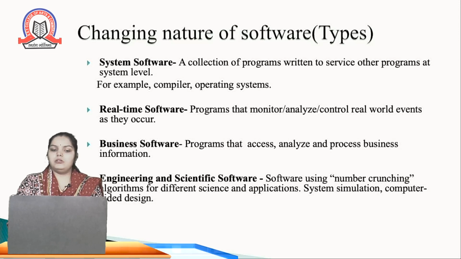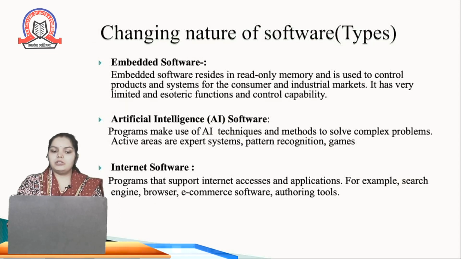After that, engineering and scientific software. Software using number crunching algorithms for science applications, system simulations and computer-aided designs is known as engineering and scientific software. After that, embedded software. Embedded software resides only in read-only memory and is used to control products and systems for the customer and industrial markets.